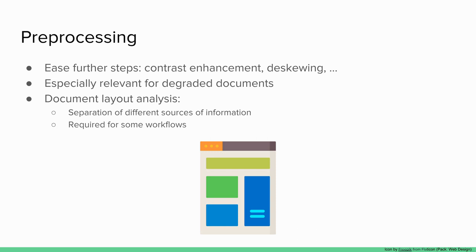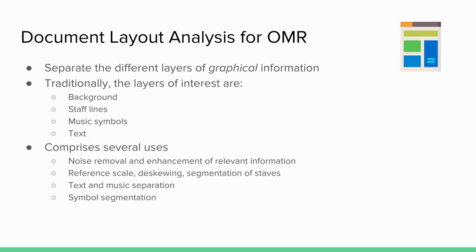Nowadays, the task that is getting more attention is what is called document layout analysis, which basically consists in separating the different sources of information that we get in the image, and which is required for some workflows. As said before, the document layout analysis has the objective of separating the different layers of graphical information. This is important to emphasize here. Traditionally, the layers of interest are the background, the staff lines, the music symbols, and text, because these are useful for many reasons. For example, we may want to separate the background from the foreground, because the foreground has the relevant information of the score.